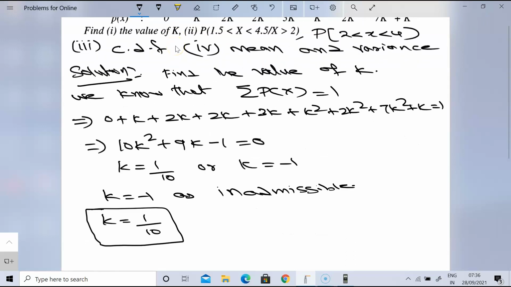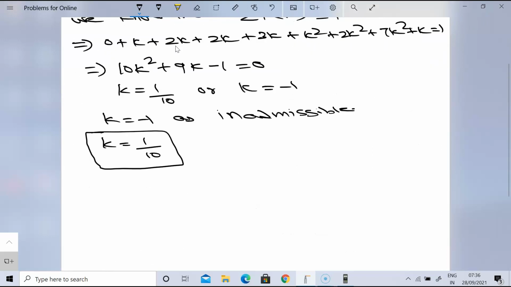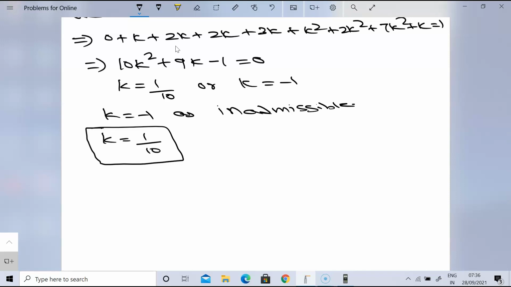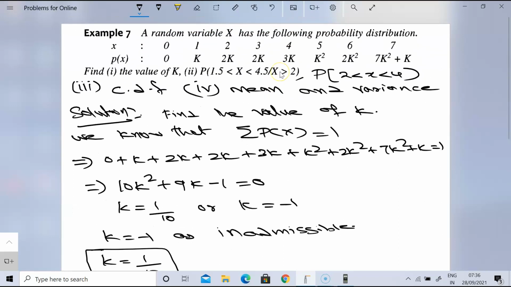So now what does it mean? X equal to 0, 1, 2, 3, 4, 5, 6, and 7. I'll write it closer because I'm not finding the space. Next, P of X. The first value is 0, see in the problem. So what am I doing? Here, I'm going to substitute. If I see K, I'm substituting in all these places. The second value is K.